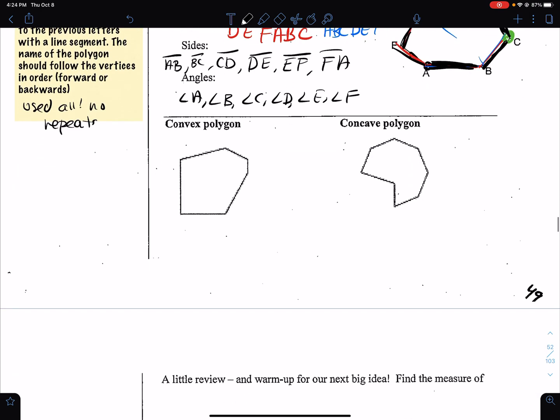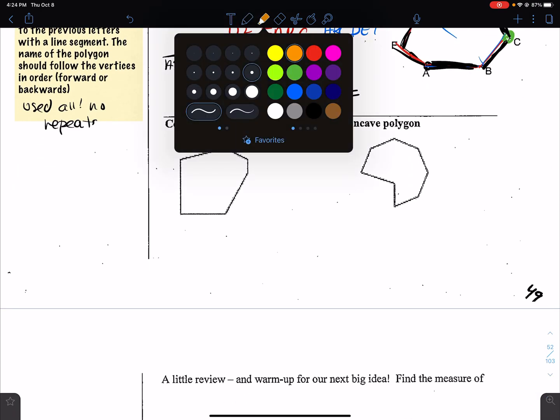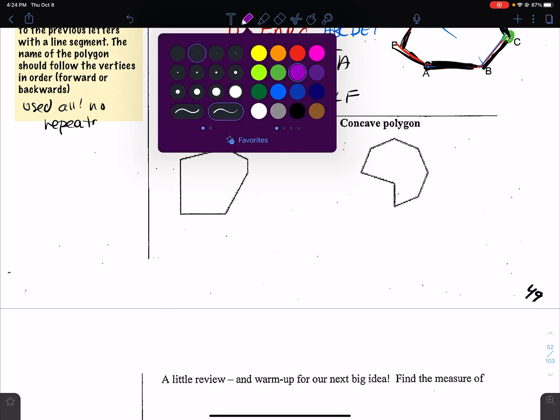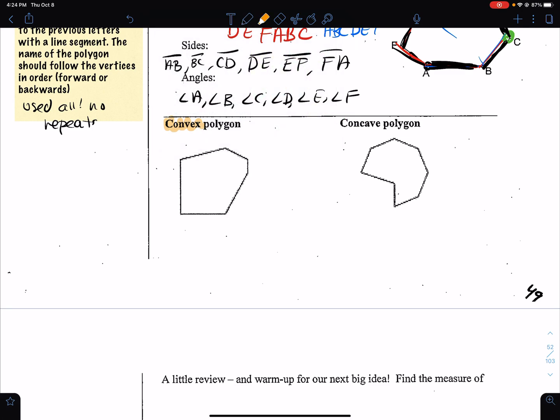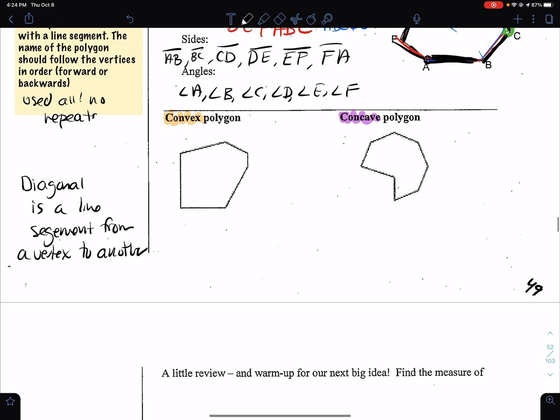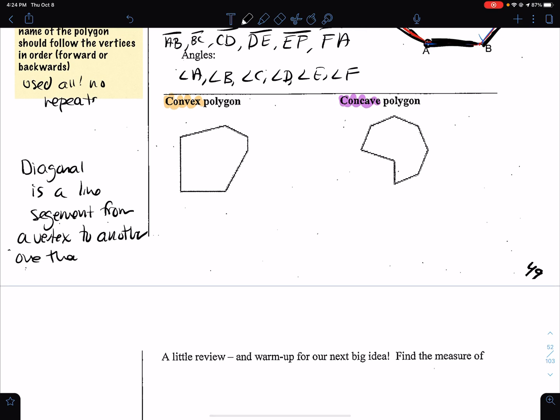So we have another vocabulary word. There are types of polygons. The first type of polygon is called a convex polygon. And then the second type is called a concave polygon. And the difference between the two has to do with diagonals. So when we think about a diagonal, I just want to define that. A diagonal is a line segment from a vertex to another one, or a vertice to another one, that is not next to it.